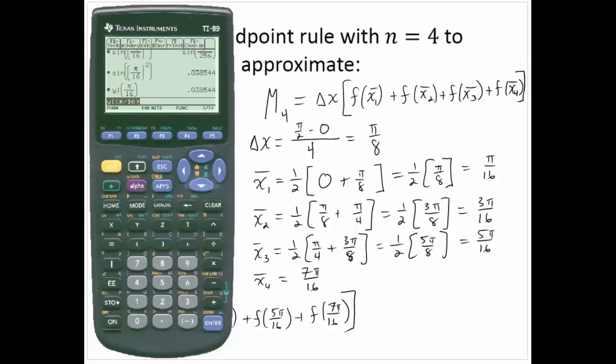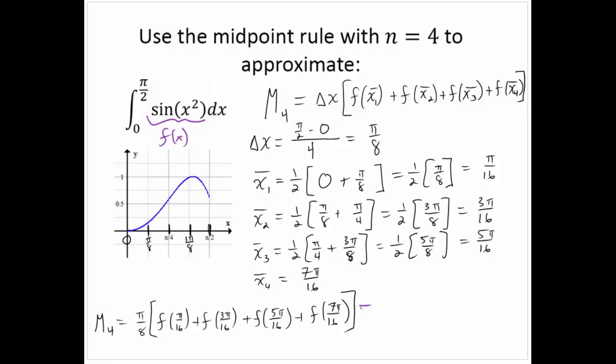All right, so now what I want to do is evaluate those four values. y1 of pi over 16 plus y1 of, I'm sorry, I need a 3 there, don't I? 3 pi over 16 plus y1 of 5 pi over 16 plus y1 of 7 pi over 16. And I'll approximate that, hit green enter, and I get 2.14975.